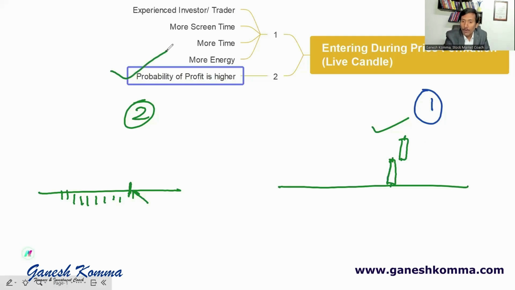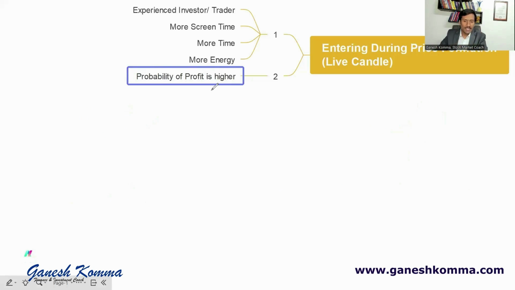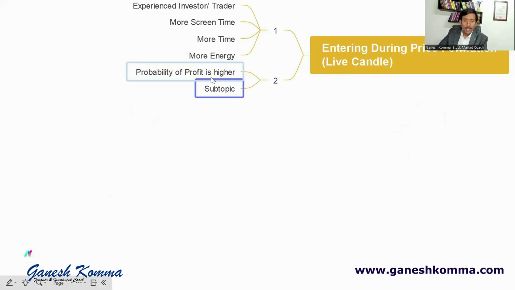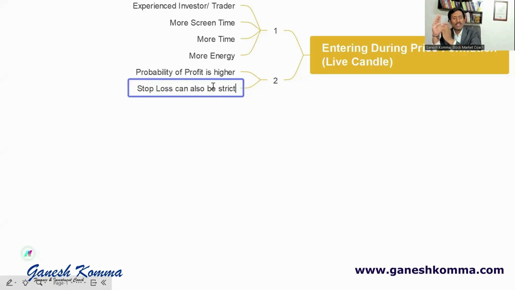So that's why your probability of profit, or the returns you get in the second setup, is a little bit higher than the first setup. That's why we need more screen time. And also the advantage here is your stop loss can also be strict, which means a little lower than the price formation.